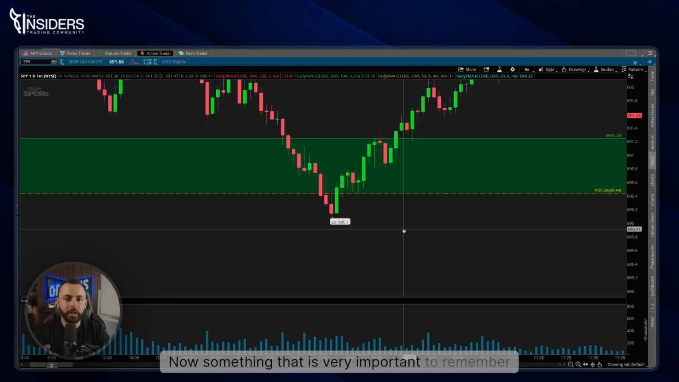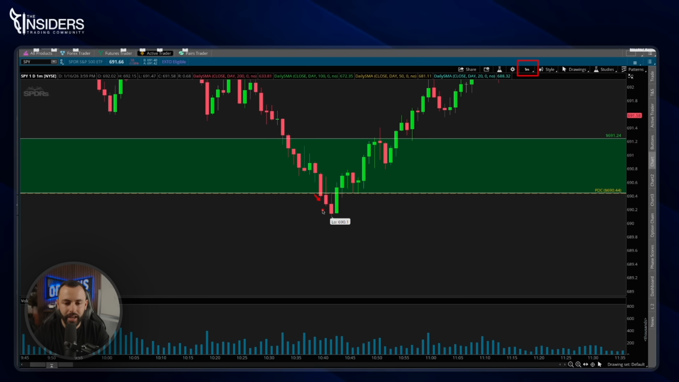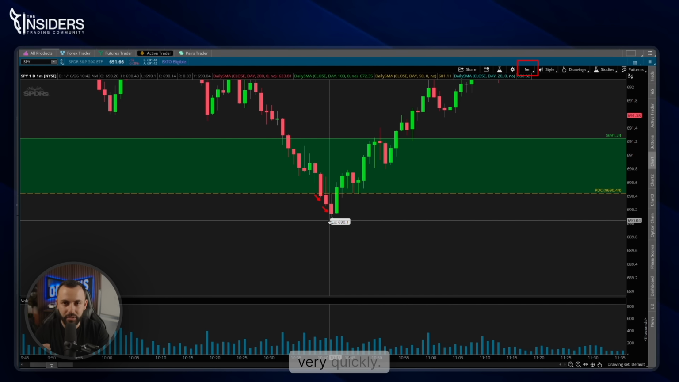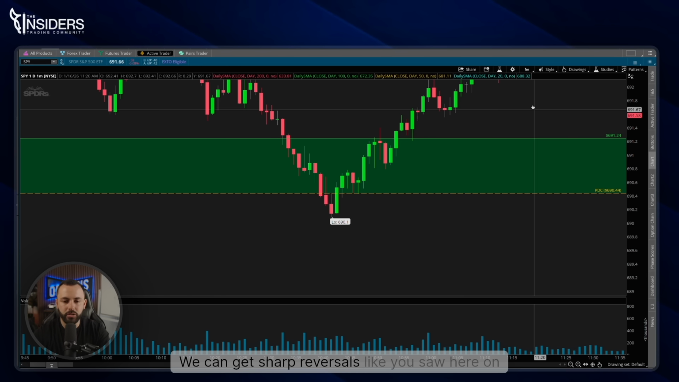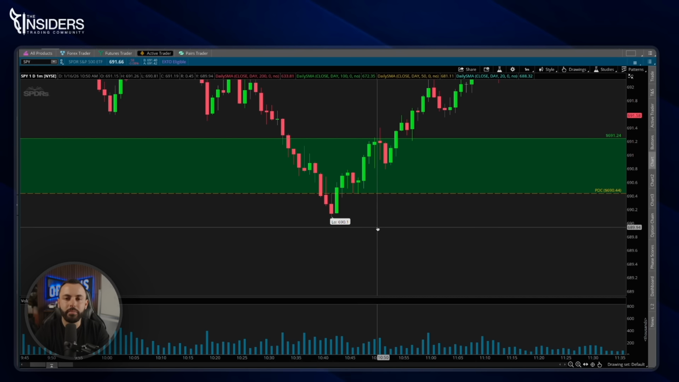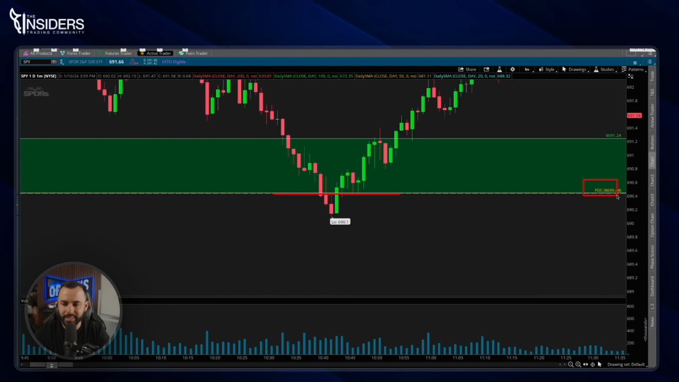Now, something that is very important to remember here is that this is the 1 minute chart, and we are never reacting and taking positions on just a break or flush of a key level on a 1 minute chart. This is very minute information, and doing this can get you smacked up very, very quickly. We can get sharp reversals like you saw here on Friday. So we are not just looking for a flush of a key level to take a position. We are looking at the price action at these levels to give us information that can guide us in the right direction. And so right here, we can see that the market broke that gap fill level at 690.44.